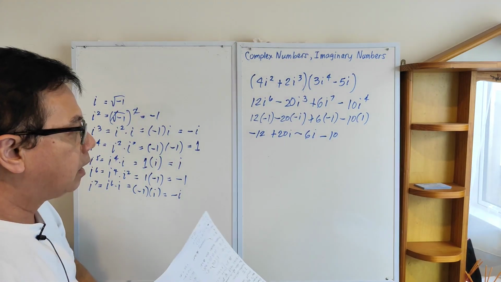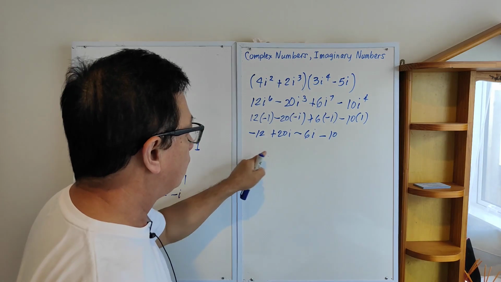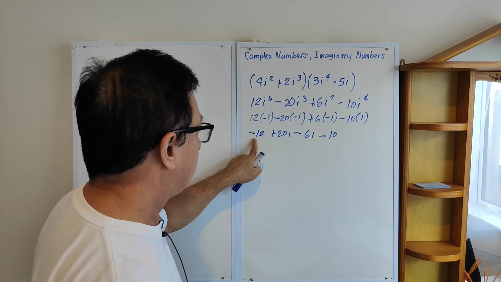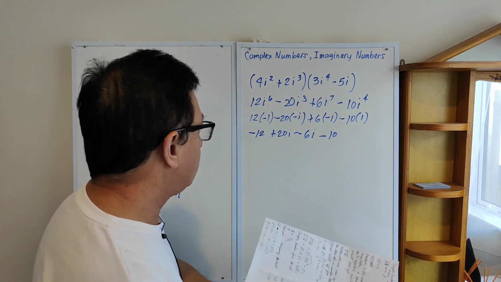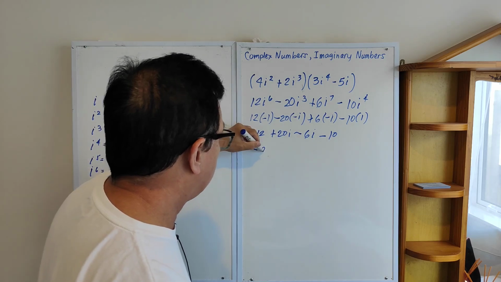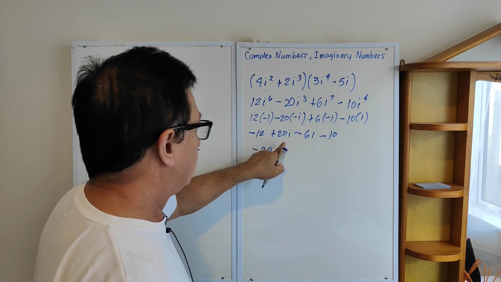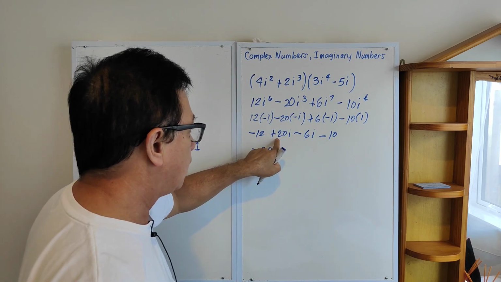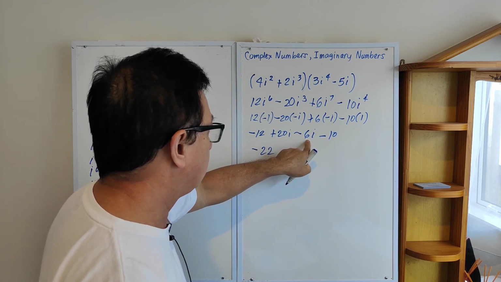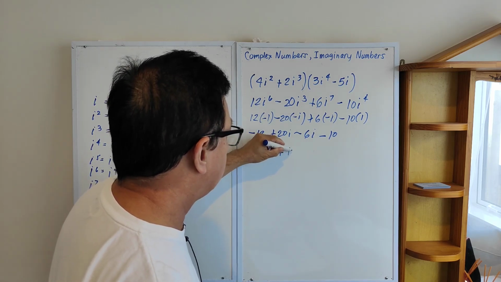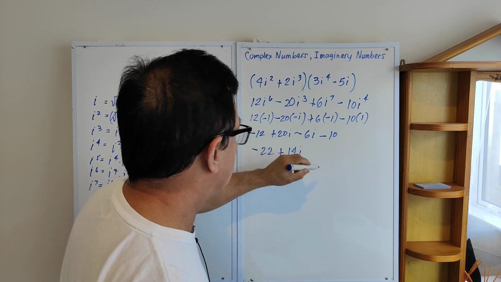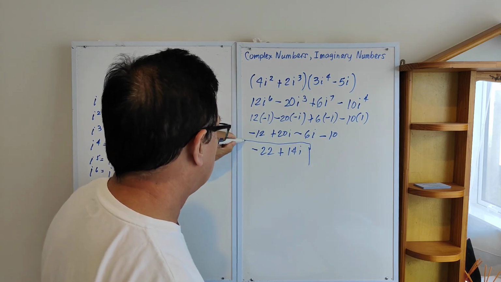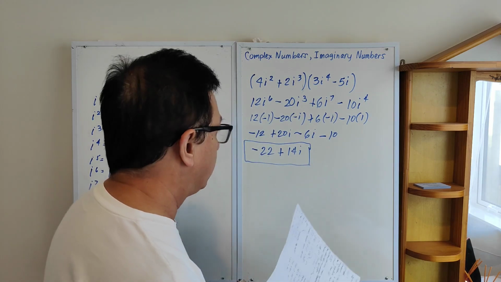And then we can combine the whole numbers. So negative 12 plus negative 10 would be negative 22. Positive 20i minus 6i will be positive 14i. So this is your final answer, your complex number.